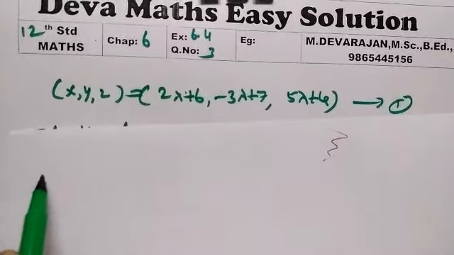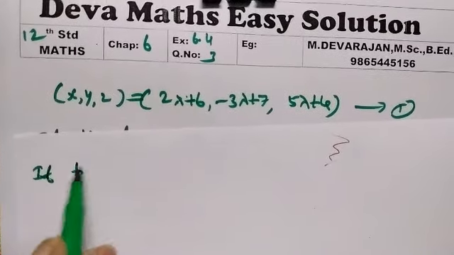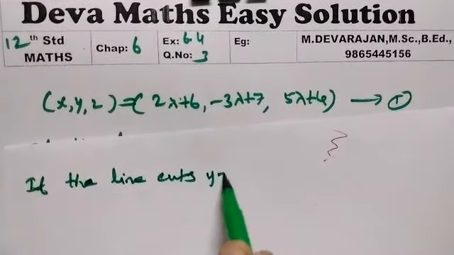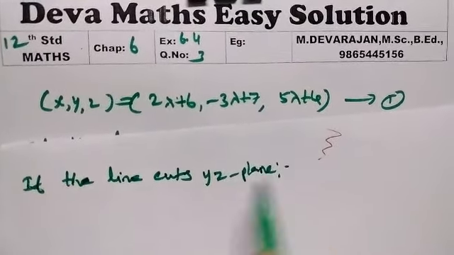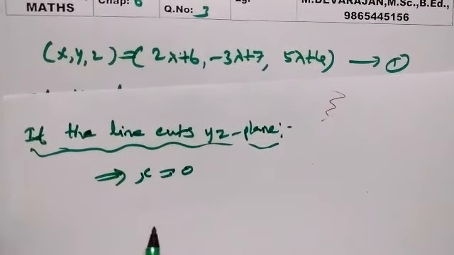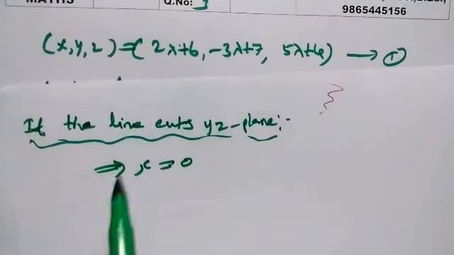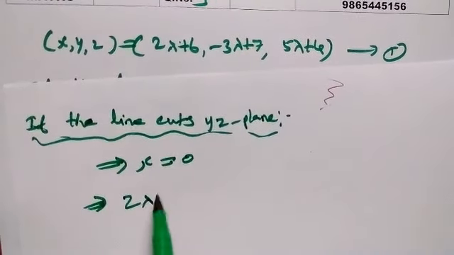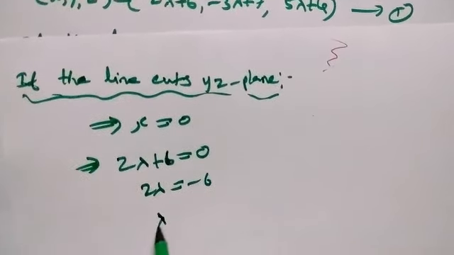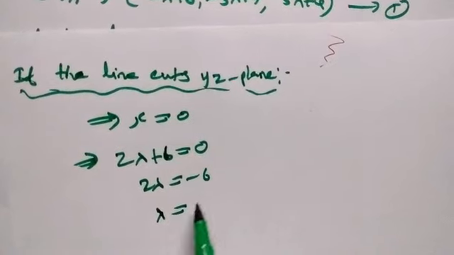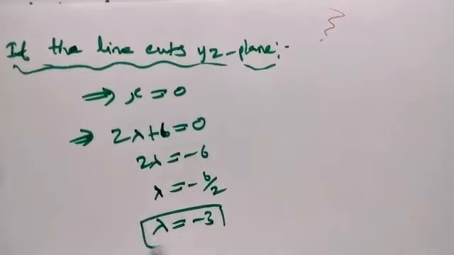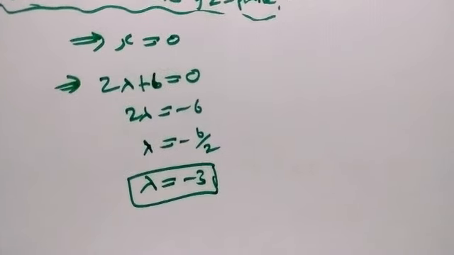Next, the second one. If the line cuts the yz plane, the x coordinate is 0. So for x we get 2 lambda plus 6 equal to 0. So 2 lambda equals minus 6, so lambda equals minus 6 by 2. Therefore lambda equals minus 3.